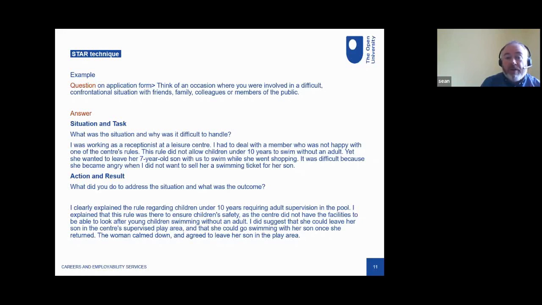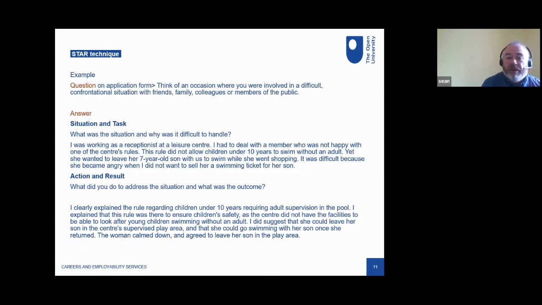How did you address the situation? And then the result, what was the outcome? So the action and the result: I clearly explained the rules regarding children under 10 required adult supervision. I explained that this rule was there to ensure children's safety, as the centre didn't have all the facilities to look after young children swimming without an adult.